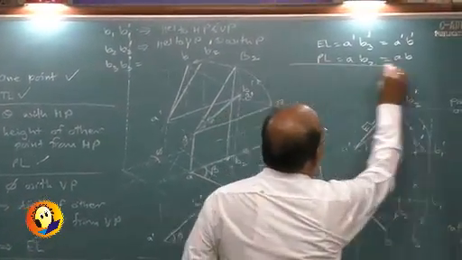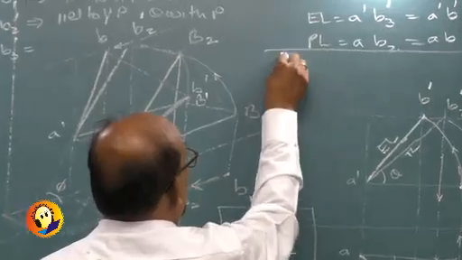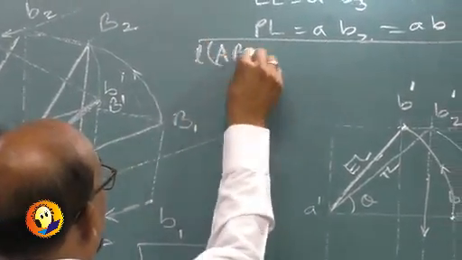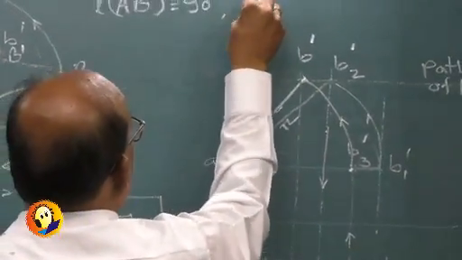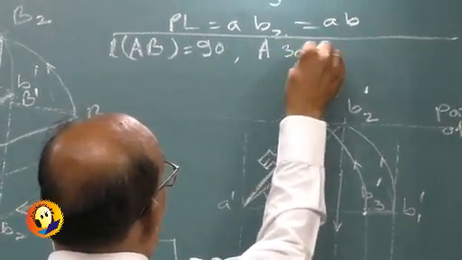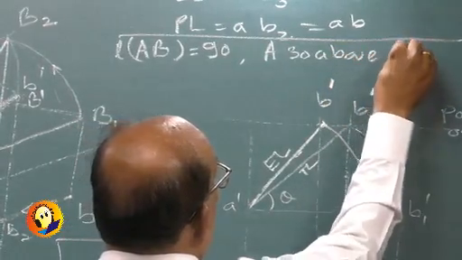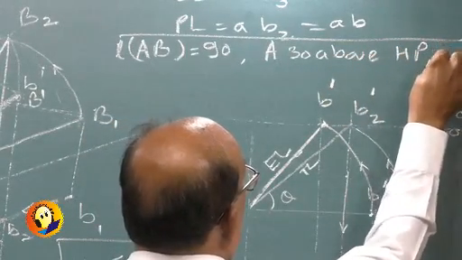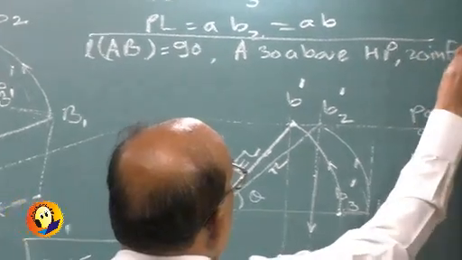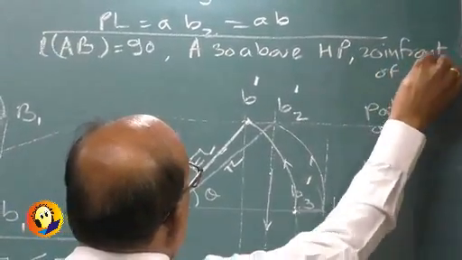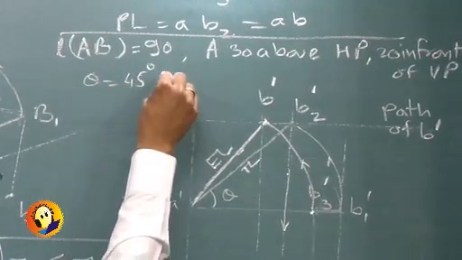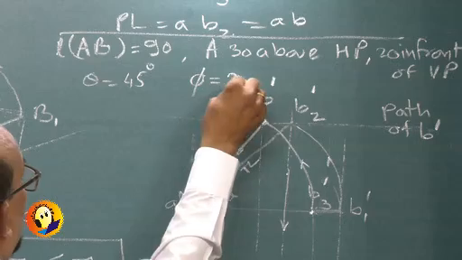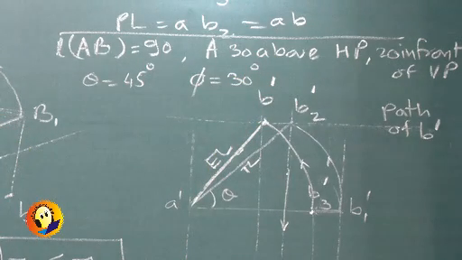It is line AB, length of line AB is 90 millimeters, point A is 30 above HP and 20 in front of VP. Line makes 45 degrees with HP and 30 degrees with VP. Draw projections. So you have the angles also with you.